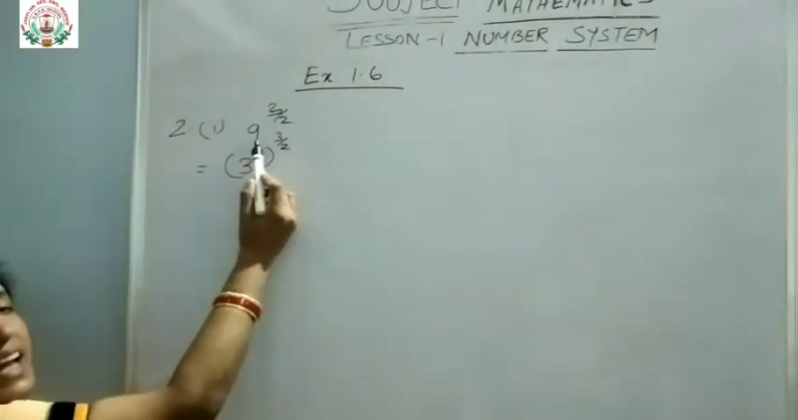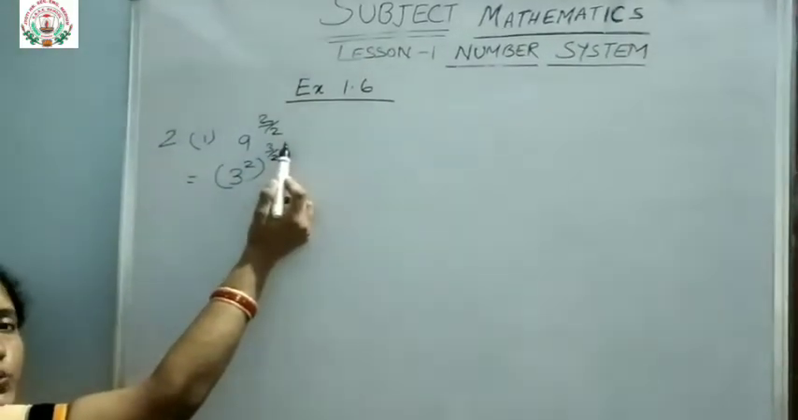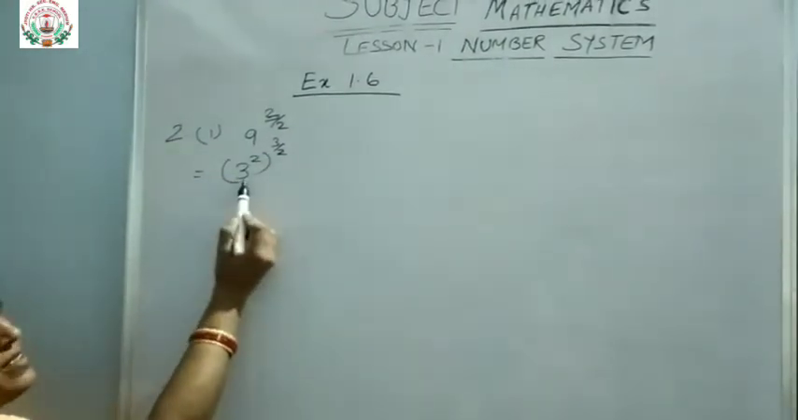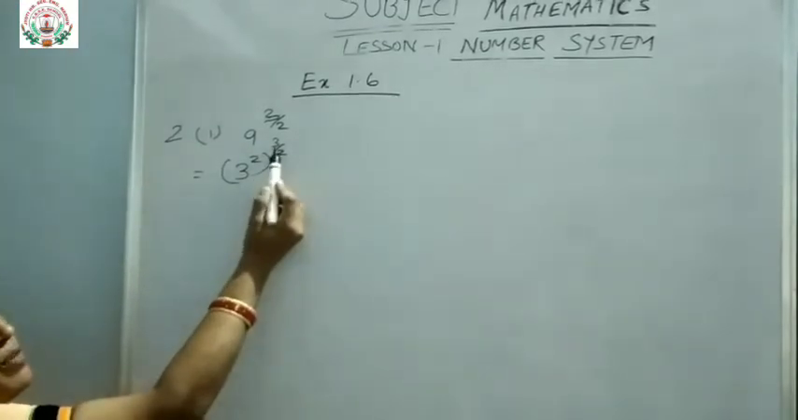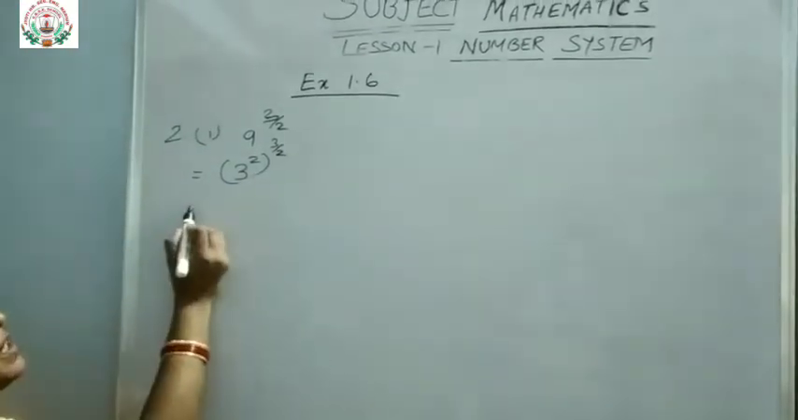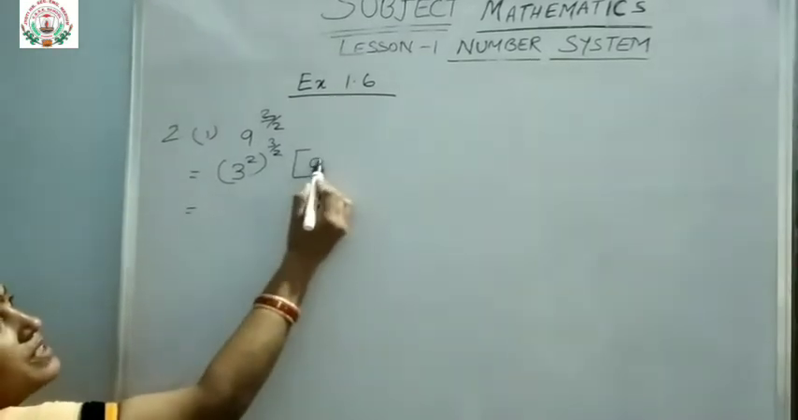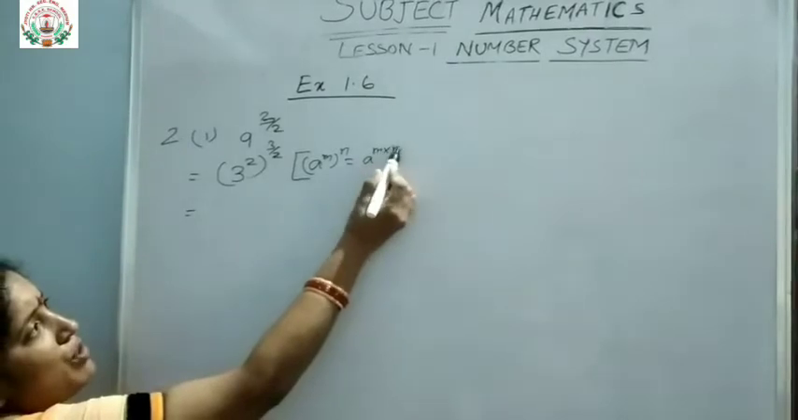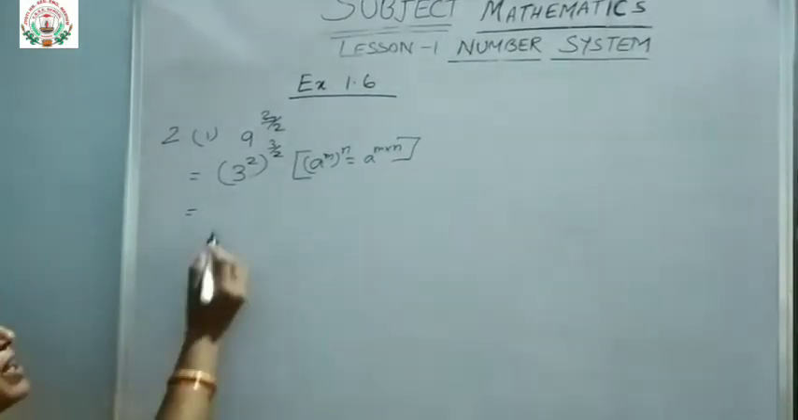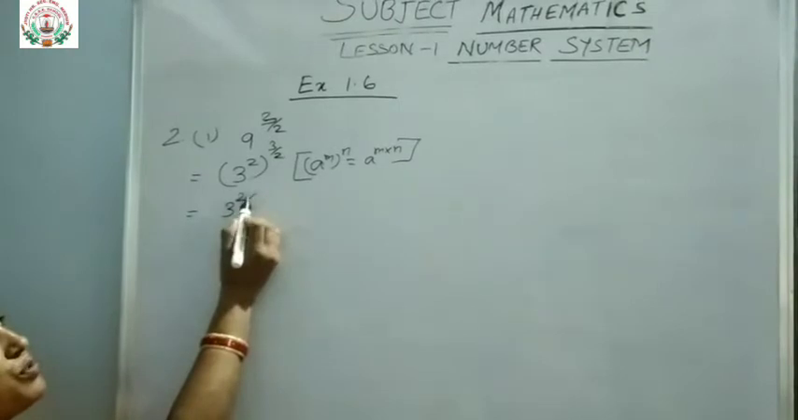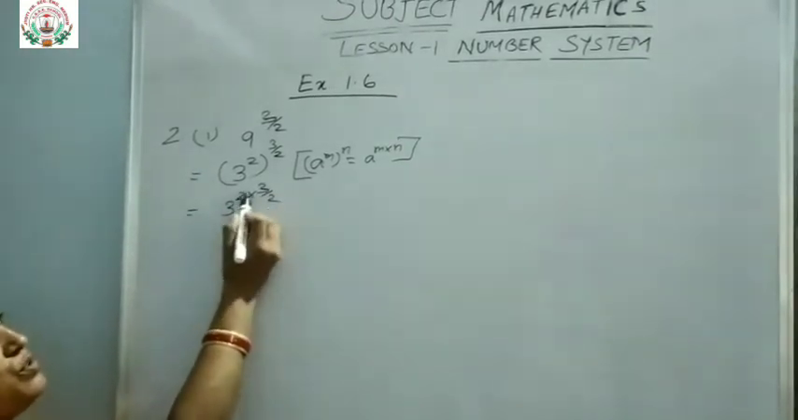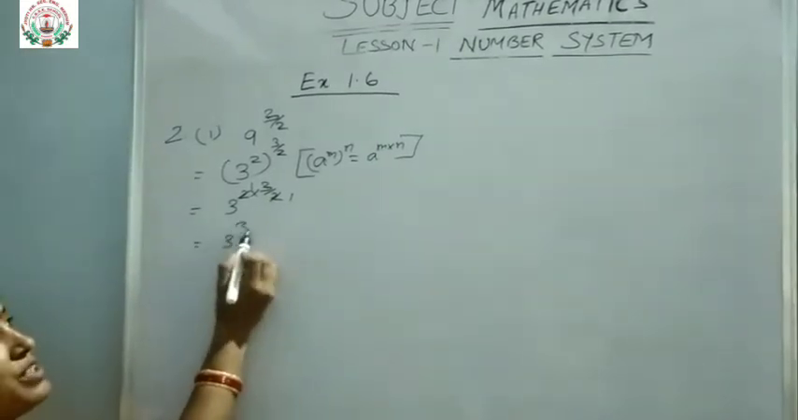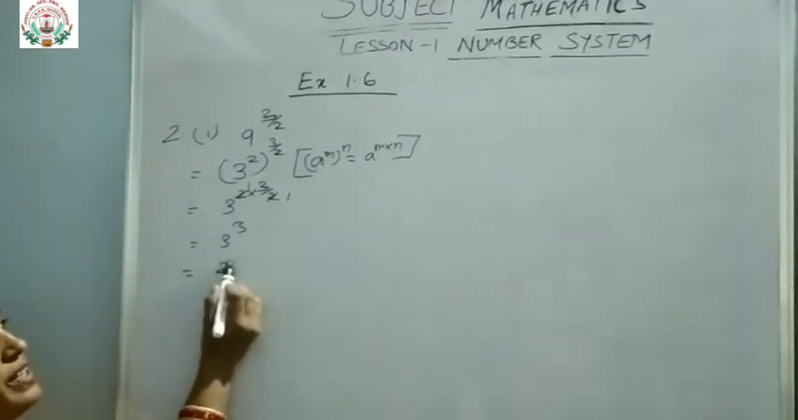The first one is 9 to the power 3 upon 2. Now 9 is a perfect square of 3, we know. So I can write it as 3 square whole to the power 3 upon 2. Now the same formula, a to the power m whole to the power n equals a to the power m into n, will apply. So it will be 3 to the power 2 into 3 upon 2. Cancel it with the 2 table, 2 ones are 2. So it will be 3 cube, which will be 27.